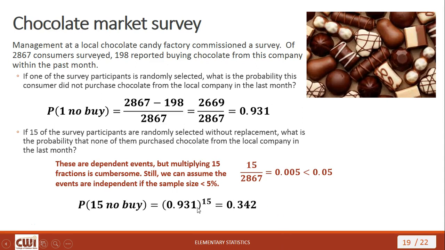To do that, we just take the probability of one person not buying it, and we raise it to the 15th power because there are 15 people we're randomly selecting from the survey. So when we calculate this out, boom, out comes our answer, 0.342, or 34.2%.